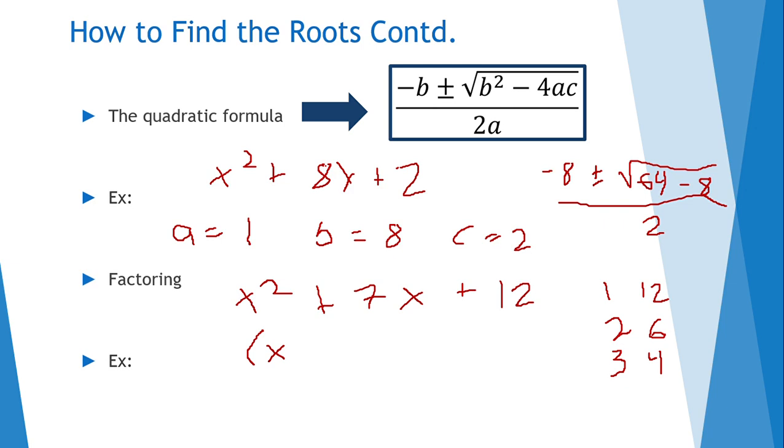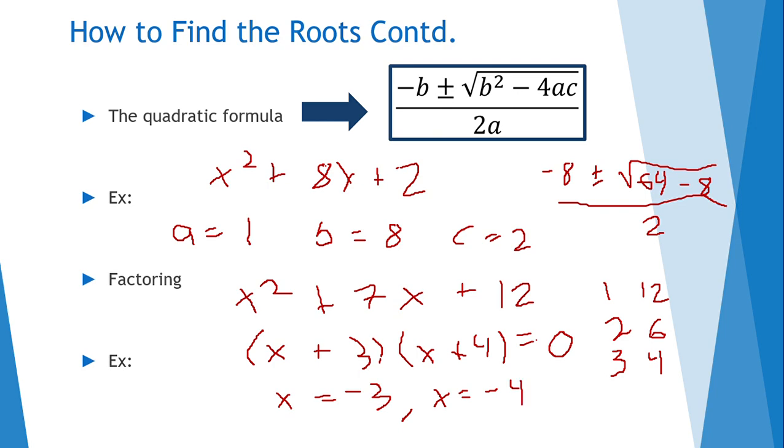So let's put them into our factored form. So x plus 3 times x plus 4. And our roots, since this is technically a quadratic equation, so this whole thing would be 0, our roots would be x equals -3 and x equals -4. And that's done. So let's move on.